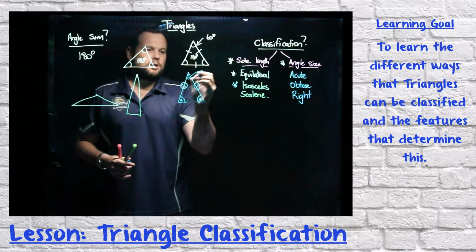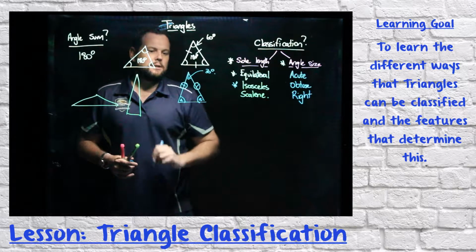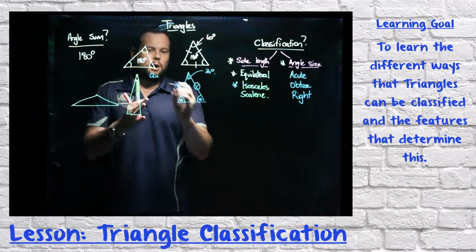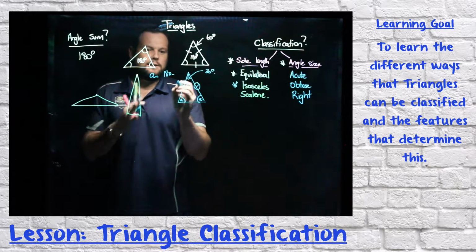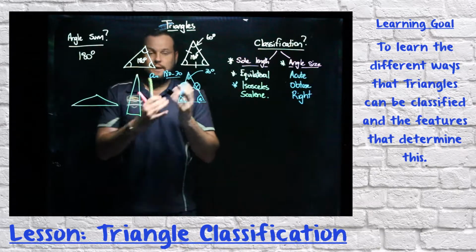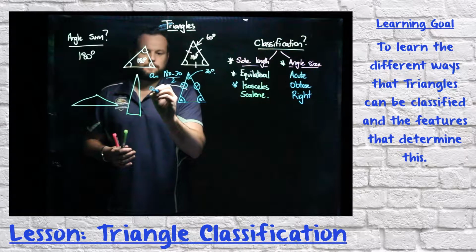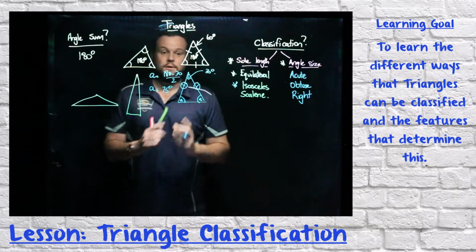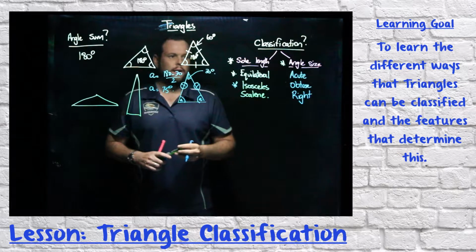So let's just imagine that this angle here is 30 degrees. That means that we could find out what angle A equals by taking 180, taking away 30 degrees, and then dividing that answer by 2. Okay, obviously we're going to end up with 75 degrees for our base angles there on that one.